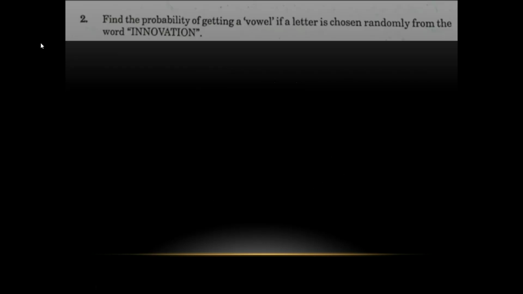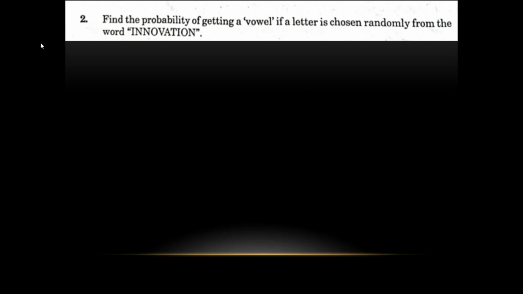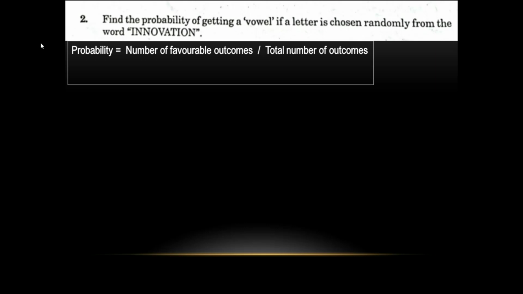Coming to the second problem, find the probability of getting a vowel if a letter is chosen randomly from the word innovation. So, the formula of probability is number of favorable outcomes divided by total number of outcomes. So, what is vowel? A, E, I, O, U are called vowels.